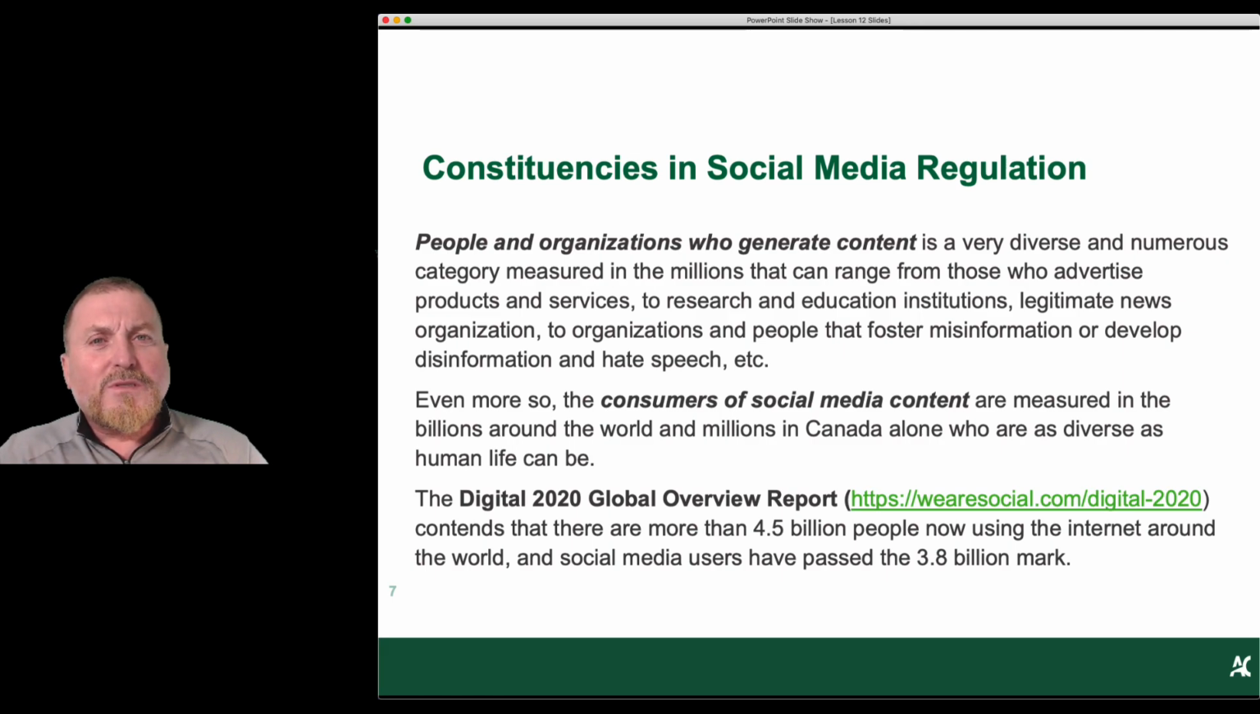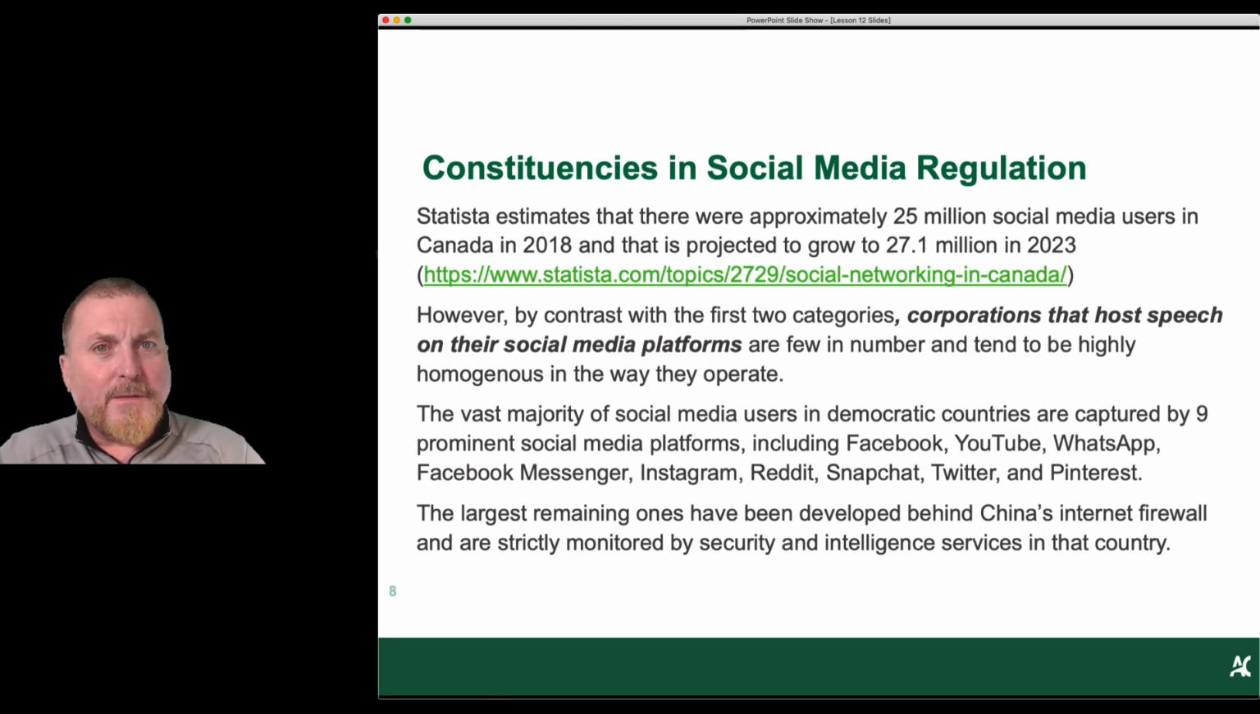And even more so, the consumers of social media content are measured in the billions around the world, and millions in Canada alone, who are as diverse as life itself, right? So clearly that's not a great target for any kind of regulation, right? The Digital 2020 Global Overview Report, which is cited in this slide, contends that there are more than 4.5 billion people now using the internet around the world, and social media users have passed the 3.8 billion person mark, which is clearly the most amazing communication medium that humanity has ever invented, right?